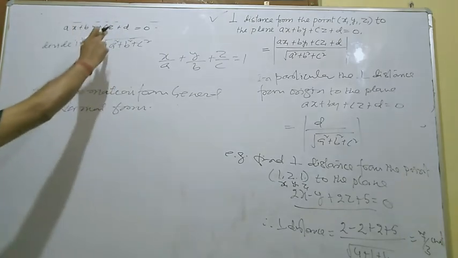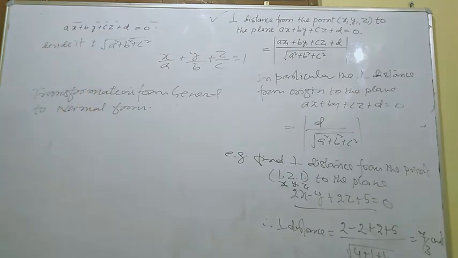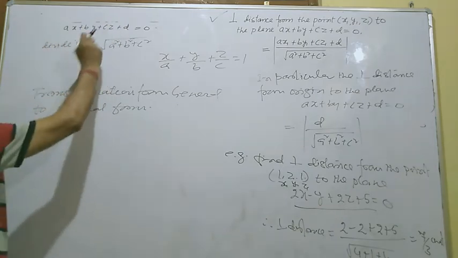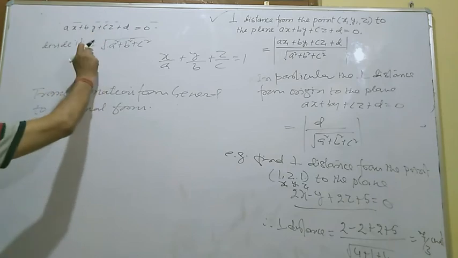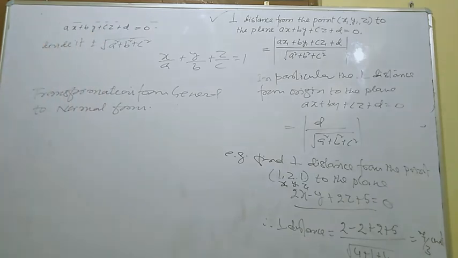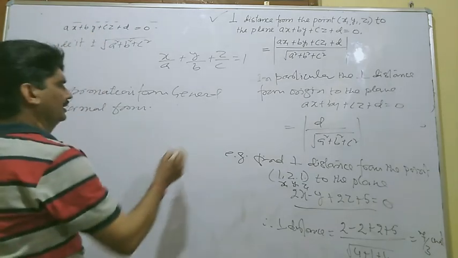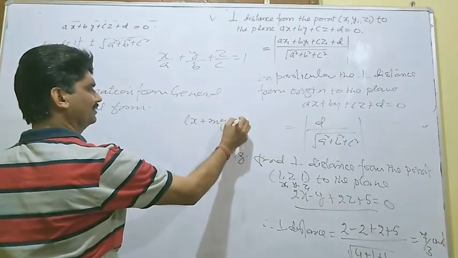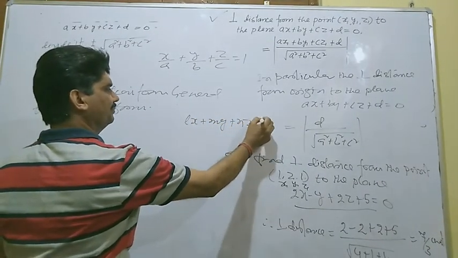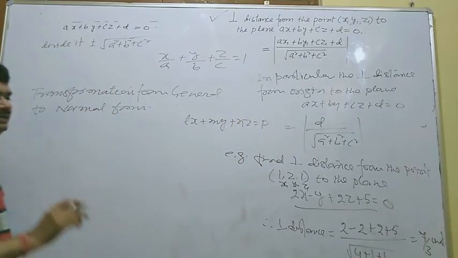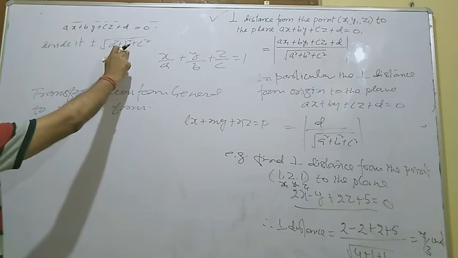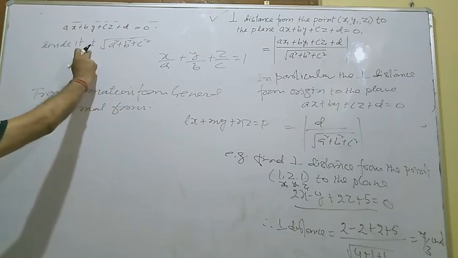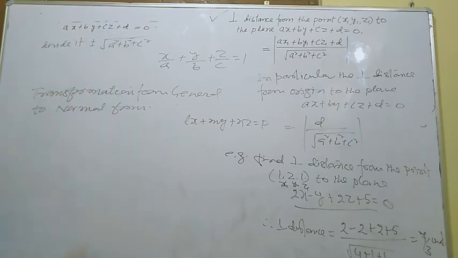We take the sign opposite to the sign of d. If d is positive, we take negative here; if d is negative, we take positive. The normal form is lx plus my plus nz equal to p, where p is the perpendicular distance, which always comes positive. So we divide by this, and the sign of the radical is taken opposite to the sign of d.